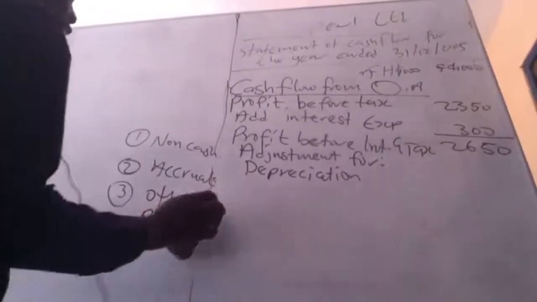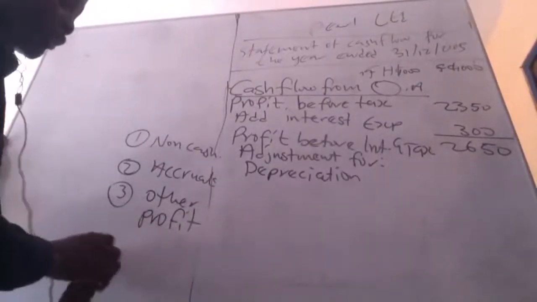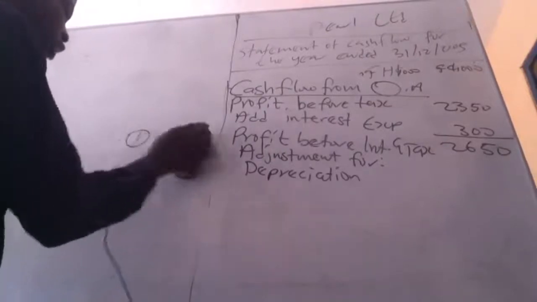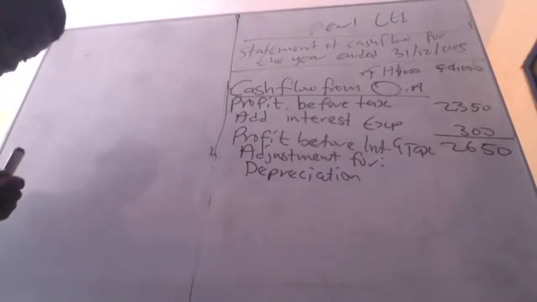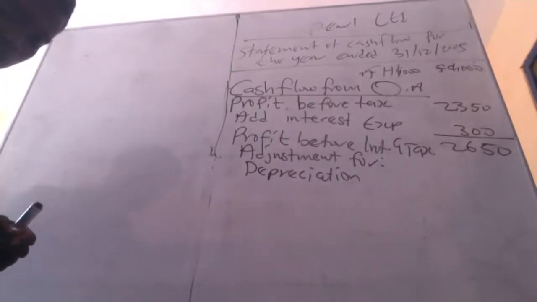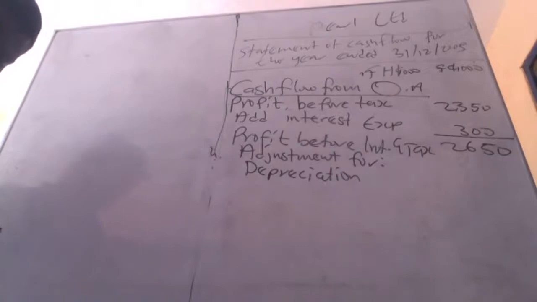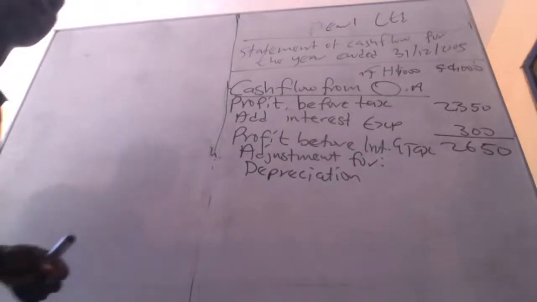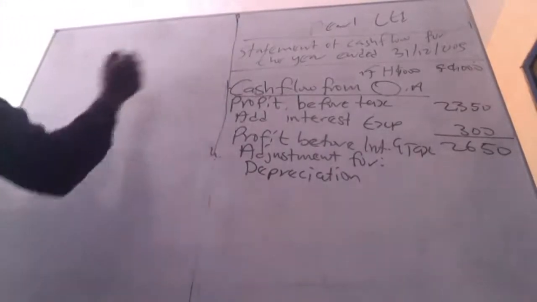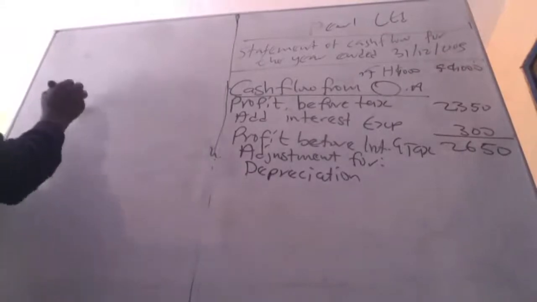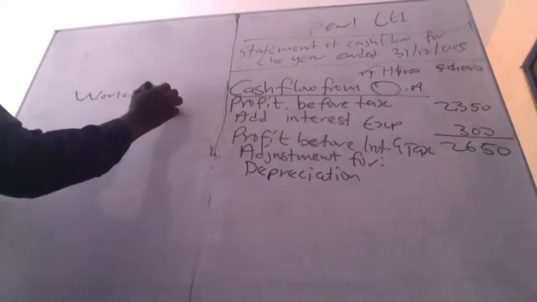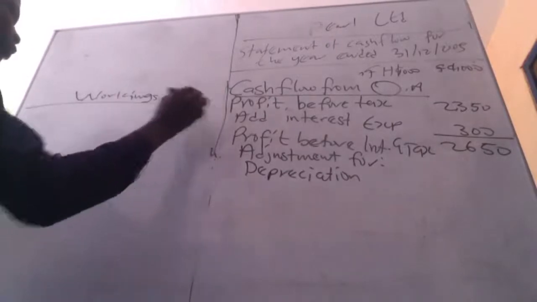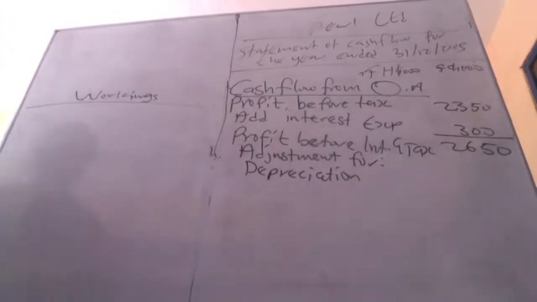Now let's see how you are going to get a depreciation if they don't give it to you. If the depreciation is not given, look at how you will do it. When depreciation is not given, how? One, you come here, then you say workings. Now flow with me, workings.